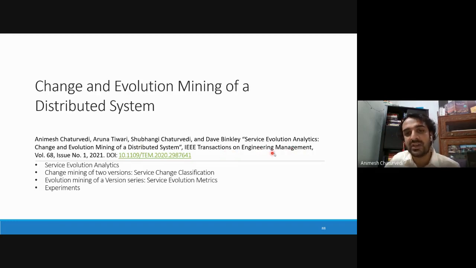It is one of the oldest engineering journals in the world, and the paper was published in its 68th volume. We'll first discuss what service evolution analytics is, then change mining of two different versions, the service change classifier, then evolution mining of version series, the service evolution matrix, and then the experiment discussion.